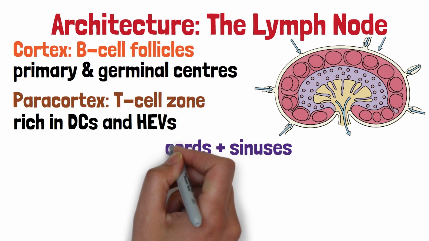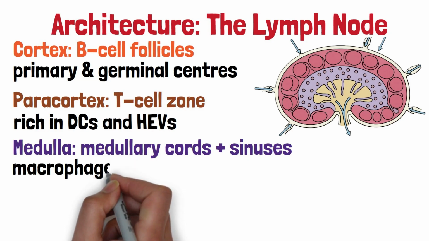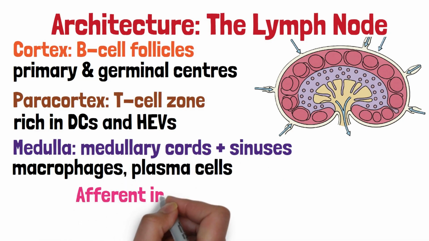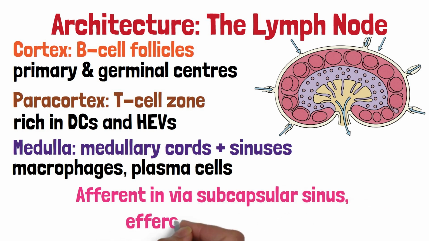In the center is the medulla, made up of medullary cords and sinuses, packed with macrophages and plasma cells. As for the plumbing, lymph comes in through the afferent vessels at the subcapsular sinus and leaves through the single efferent vessel at the hilum, a layout worth memorizing cold.